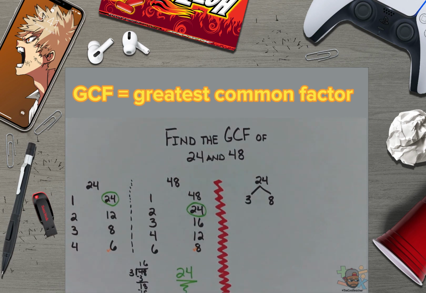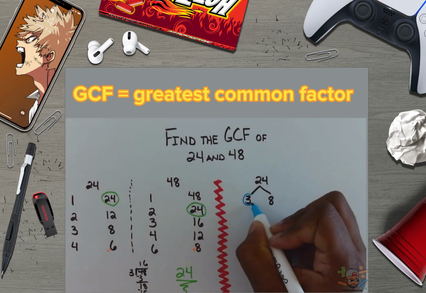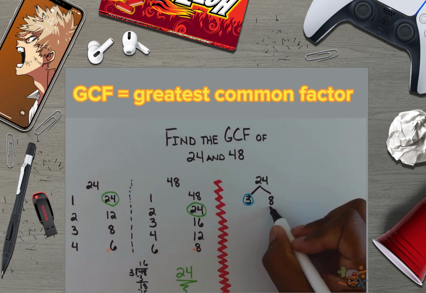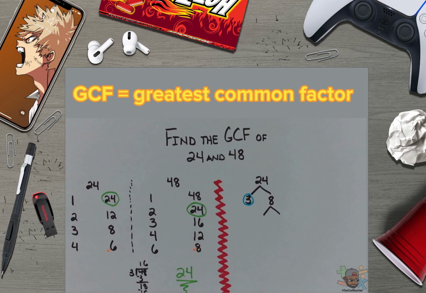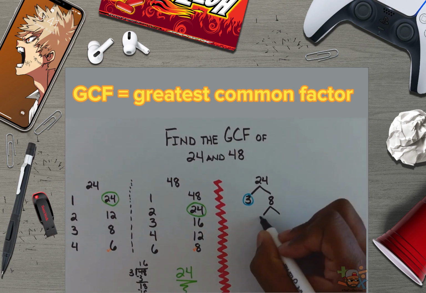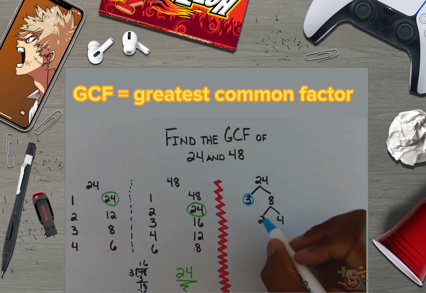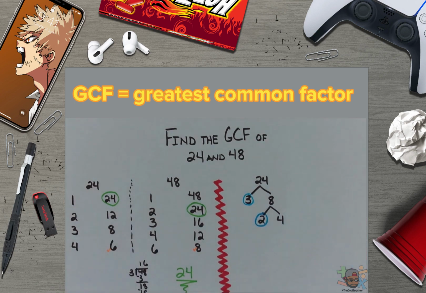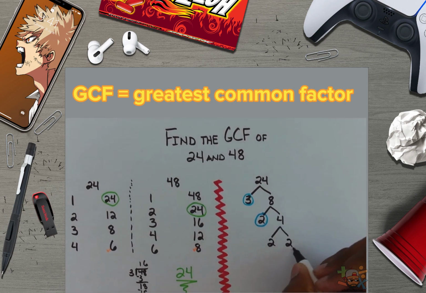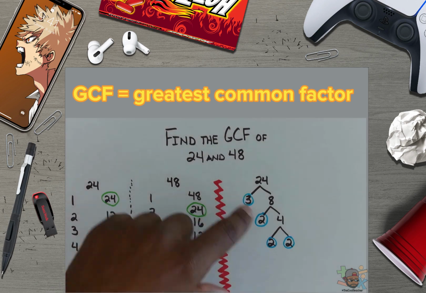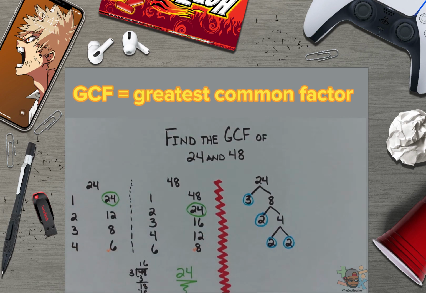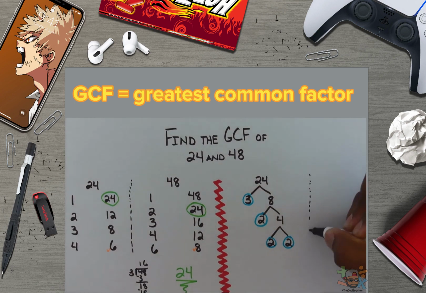Now I'm gonna go ahead and circle my prime numbers and you'll see why in a second. As for 8, what numbers multiply to give us 8? Well, I have 2 and 4. 2 is prime, so I'm gonna circle that. And what multiplies to give us 4? 2 and 2. Both of these are prime, so I'm gonna circle these. So all the prime numbers for 24 are 3, 2, 2, and 2. Cool. I'm gonna do the same thing for 48.